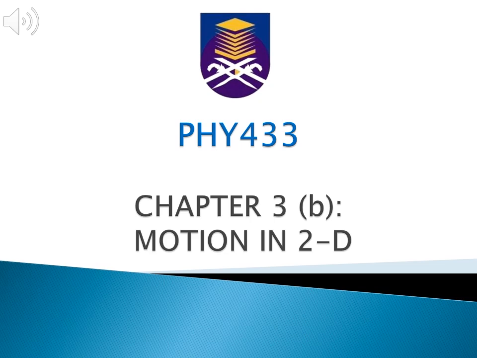Hello everyone, today we will learn and study about motion in 2D. Motion in 2D, or two-dimensional motion, refers to movement that occurs in a plane, meaning it involves two spatial dimensions. This can be represented by coordinates on a plane, such as the x-axis horizontal and y-axis vertical.